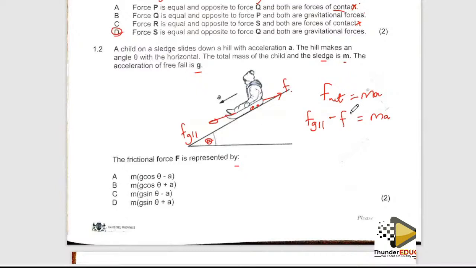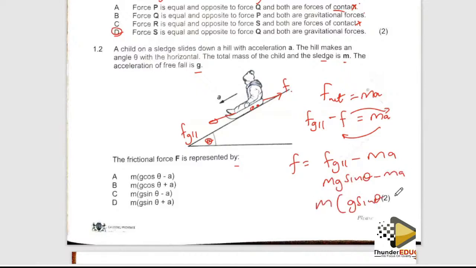Okay, so I'm going to move this that side so that our frictional force is the F_g parallel minus the ma. So this is mg sine of theta minus ma, take out the m. Then we have g sine of theta minus a. Yeah, that is a lot. So option C.